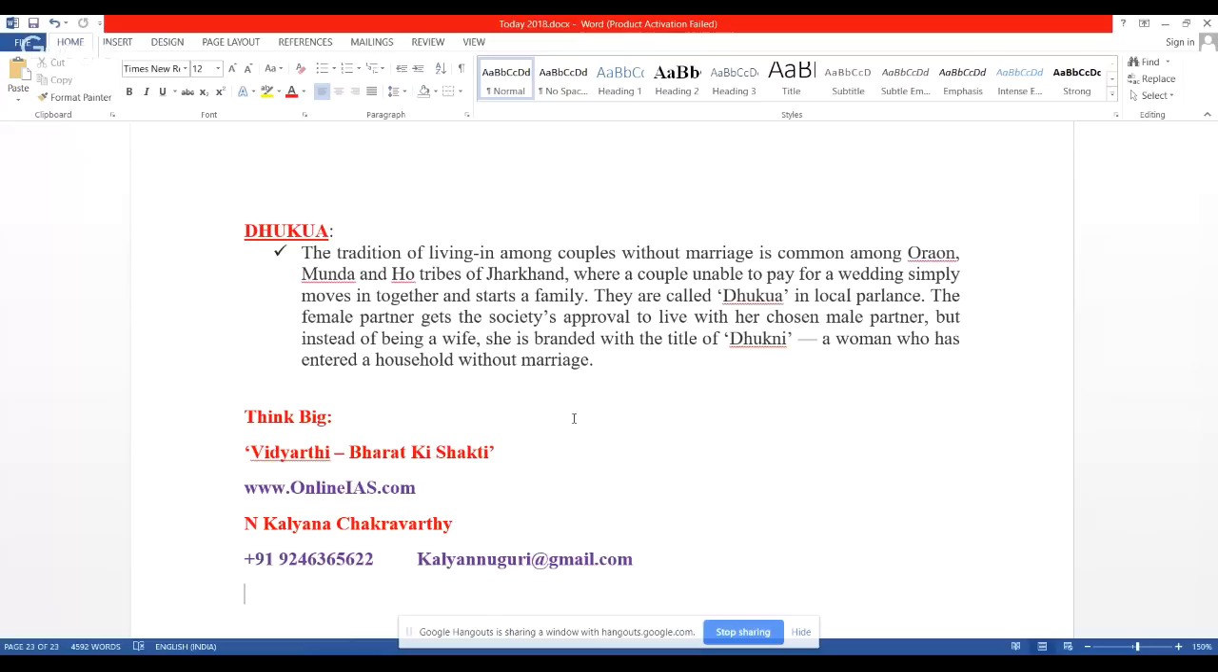Right? Some NGOs are working towards this. That's good. And the government should concentrate more on these issues so that these types of issues will be resolved, right?